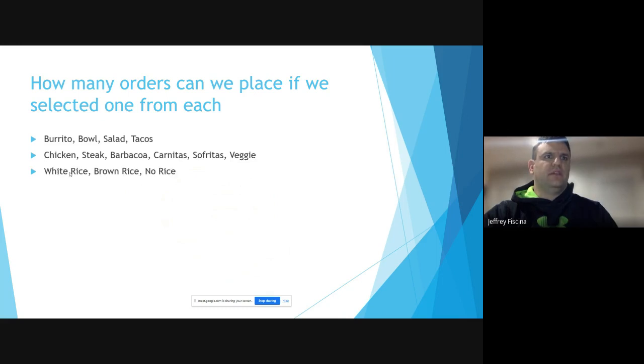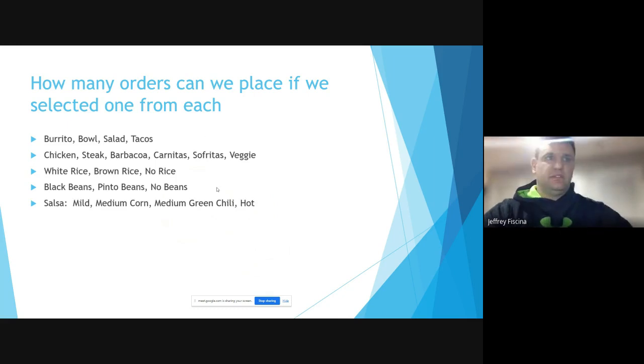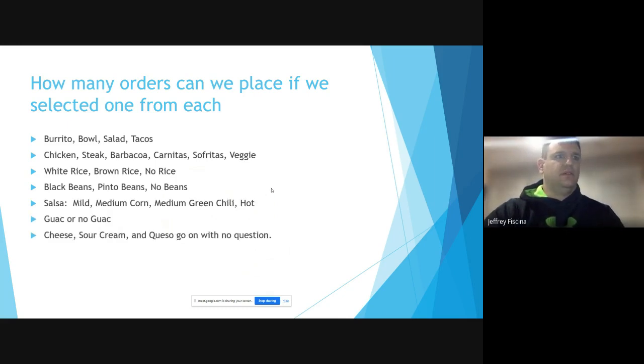And then you had to pick either white rice, brown rice, no rice, black beans, pinto beans, no beans. Pick a salsa that goes onto it. Guac or no guac. And then these things just go on without question: cheese, sour cream, and queso is a no brainer, so we're just not even going to count that.